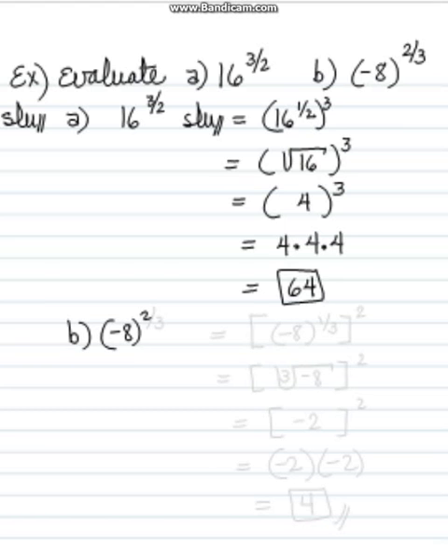Let's do it again. Parenthesis, -8 raised to the 2 over 3 power. Okay, the first thing we want to do is to write the base 8 to a power 1 over the denominator 3, and then figure out what goes on the outside of the bracket. It's going to have to be a 2.